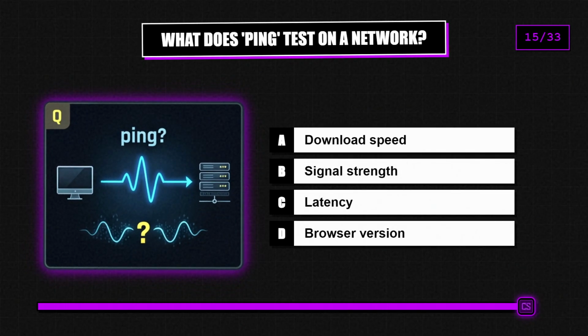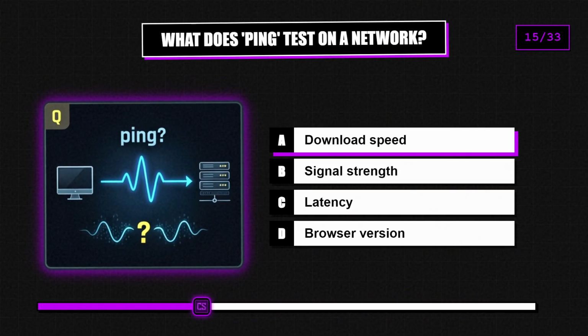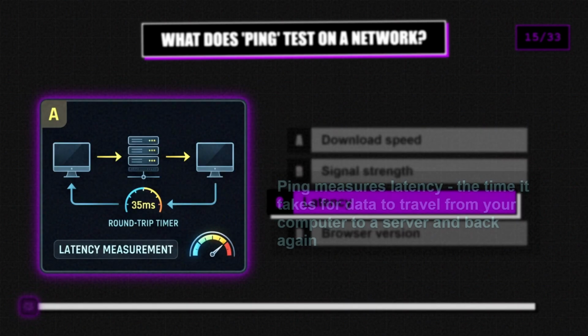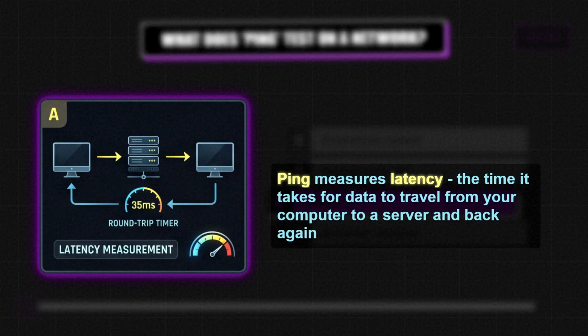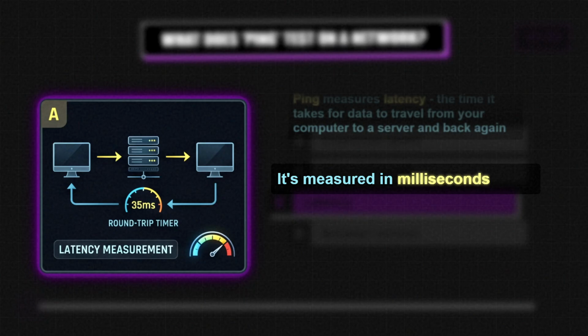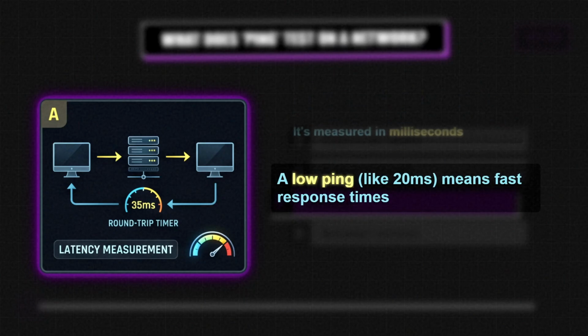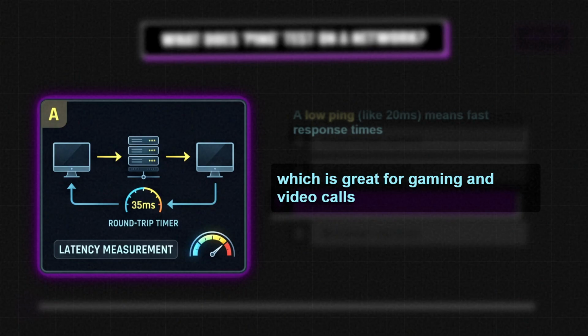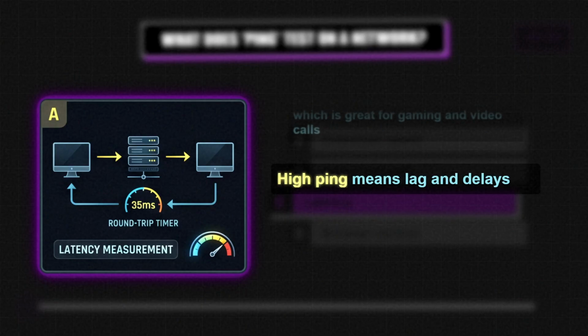What does ping test on a network? Ping measures latency, the time it takes for data to travel from your computer to a server and back again. It's measured in milliseconds. A low ping, like 20 milliseconds, means fast response times, which is great for gaming and video calls. High ping means lag and delays.